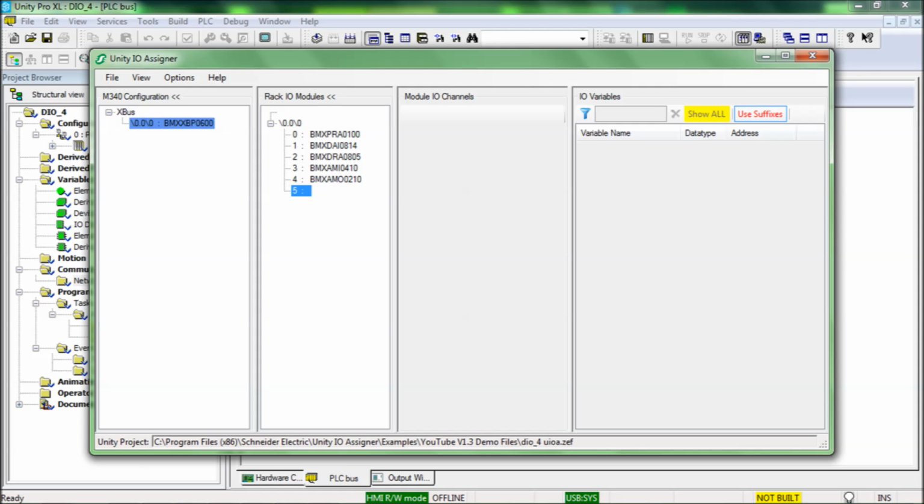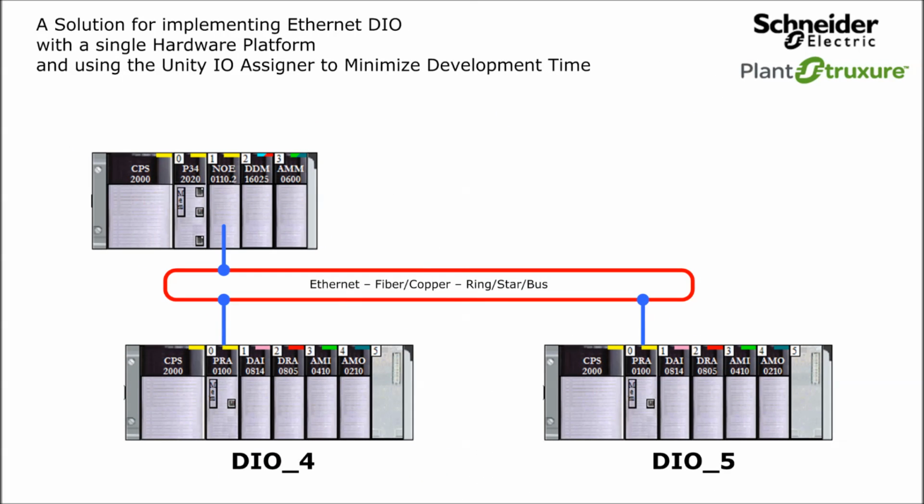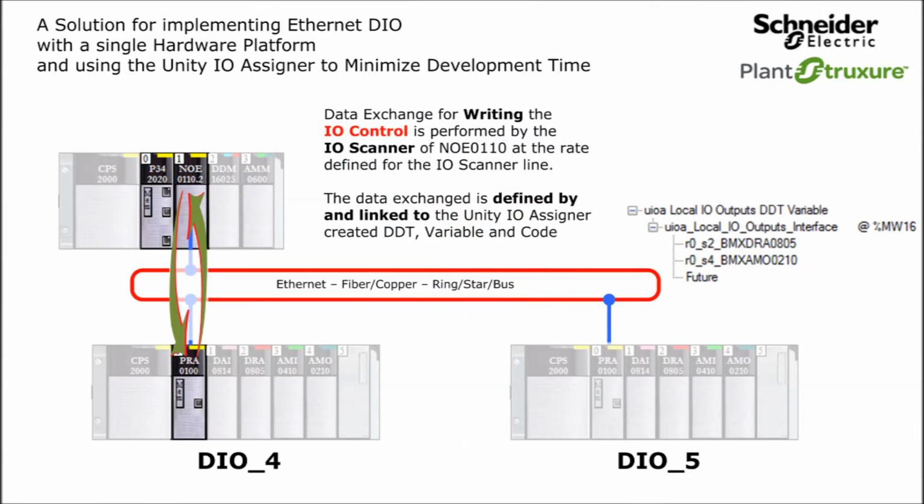Now let me review the accomplishments again. This real-world MODICON M340 system architecture has an interface for the master M340 IO scanner to read the status of all the I/O in DIO4, which was auto-generated and includes the auto-assigned variable names for all the I/O, and write the control to all of the outputs in DIO4. This was also auto-generated and includes the auto-assigned variable names for the output I/O.